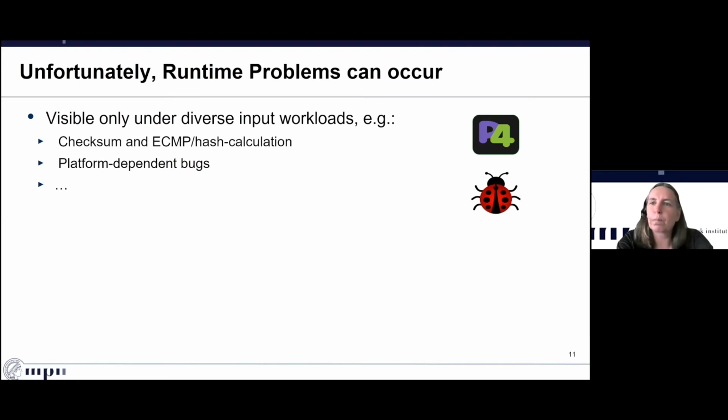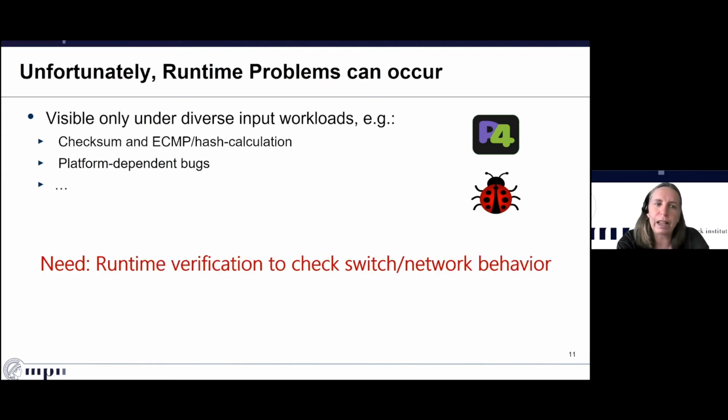Also, you're programming P4, but some of the elements of the P4 switch, such as the match action table, are actually being populated via the networking control plane. So you may not be aware of all the input in order to do your verification statically. Also, there are platform-dependent bugs that really depend on the platform that you're looking at. And as such, we claim that you do need runtime verification in order to check if your switch or network behavior is indeed the one that you want.